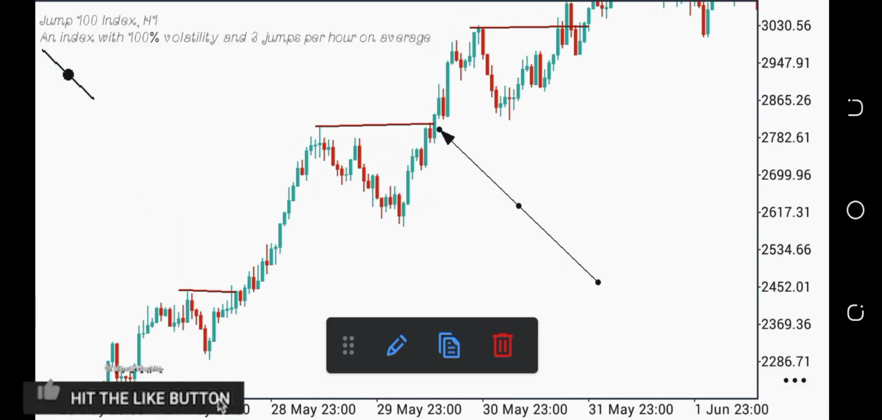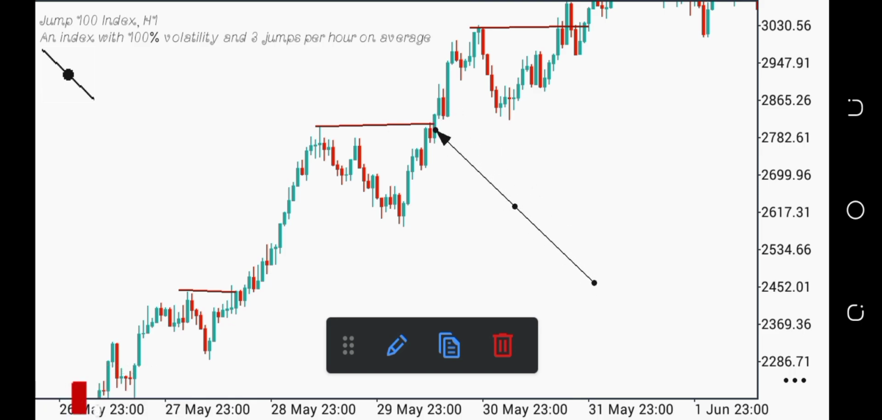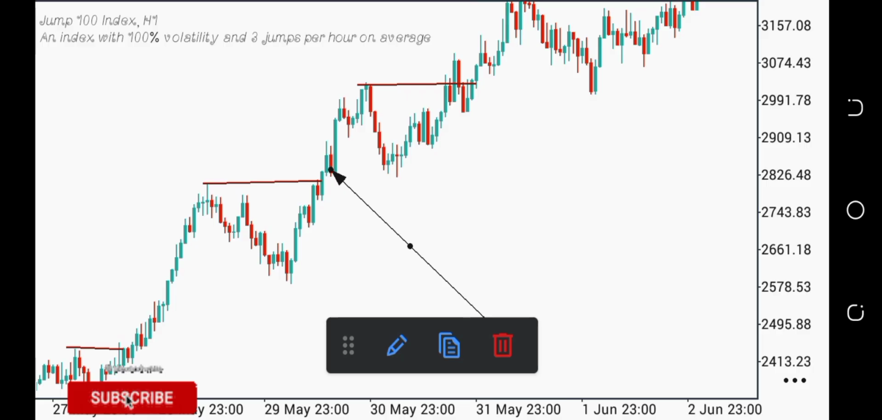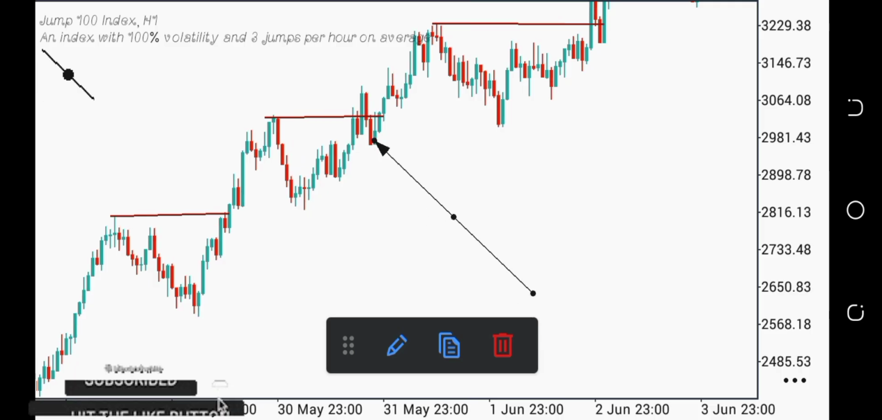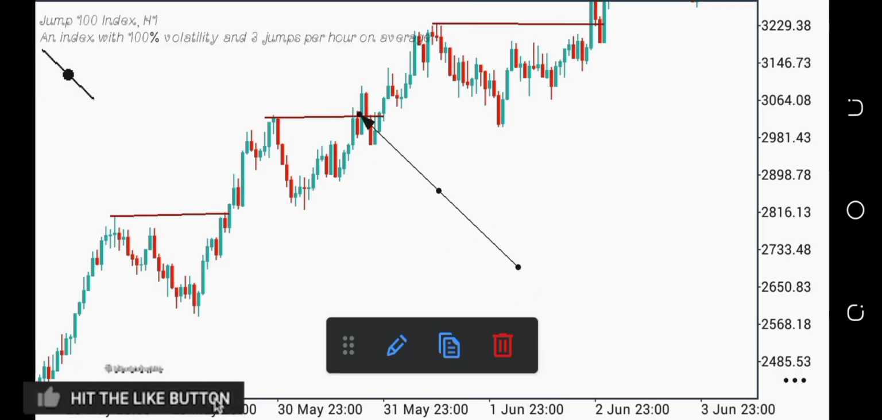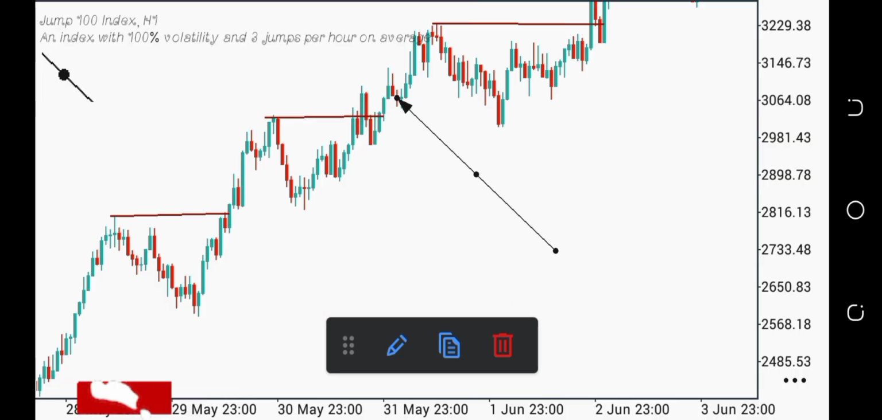Look, price came here and broke above it, showing us that this is a clear break of structure. Now price gave us another recent high right here. Watch. Then we map our line. Price came back and broke above that line, showing us that this is a clear break of structure.